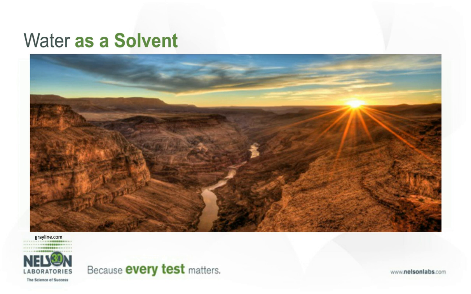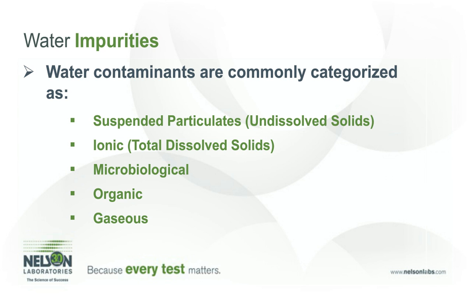This slide is a perfect illustration of water's ability as a solvent. If you've ever been fortunate enough to see the Colorado River up close at the bottom of the Grand Canyon, you'll know that this picture is not altered or photoshopped, and that is the true color of the water. We commonly categorize water contaminants into 5 major groups: suspended particles or undissolved solids, which can visually be observed as in our previous slide. Next are the ionic impurities. These are the soluble solids categorized as total dissolved solids, or TDS, such as salts, metals, and other anions and cations.